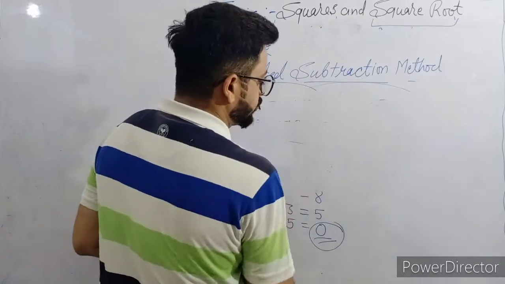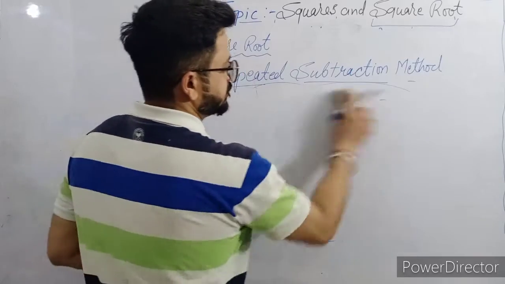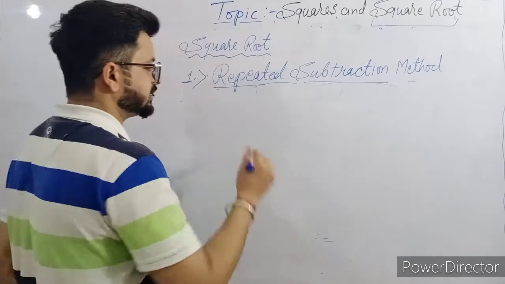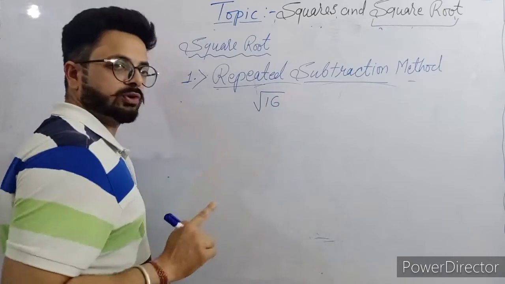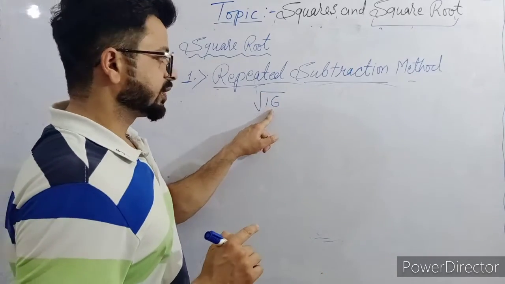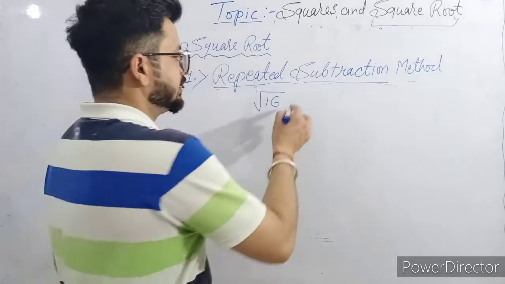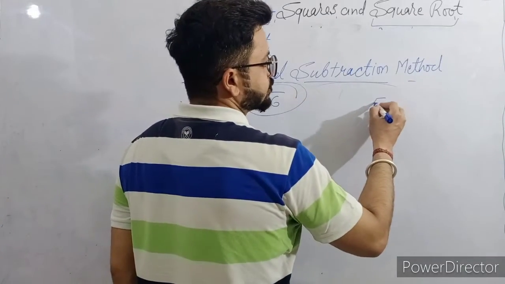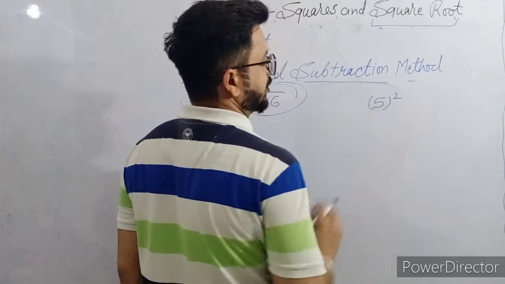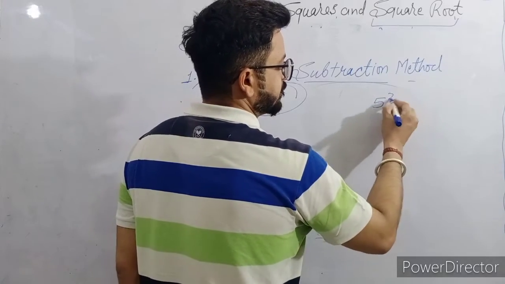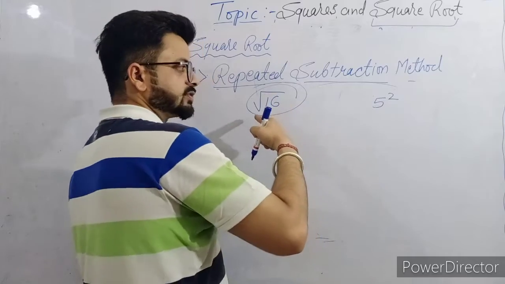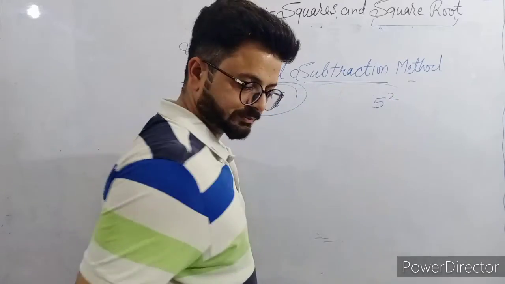Now again I am telling you one more example. You see, like 16 is there. We need to calculate the square root of 16. If you want to calculate the square root of 16, we will write it like this. Suppose we need to calculate the square of 5, then we write 5 squared, or here also without the bracket you can write 5 squared. So this is the square root, this is square.